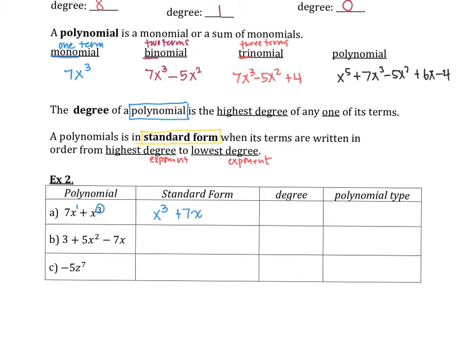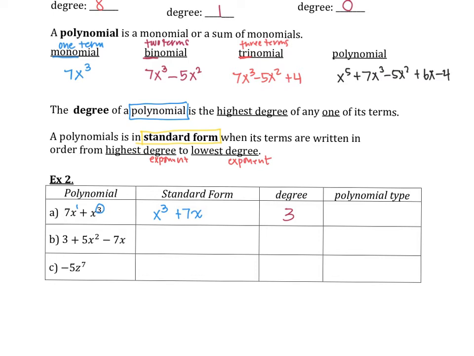Okay, now the degree of the polynomial is the highest exponent on any one term. So this has an exponent of 3. This has an exponent of 1. The highest of any one term is 3, so this is a degree 3 polynomial. Degree means exponent.